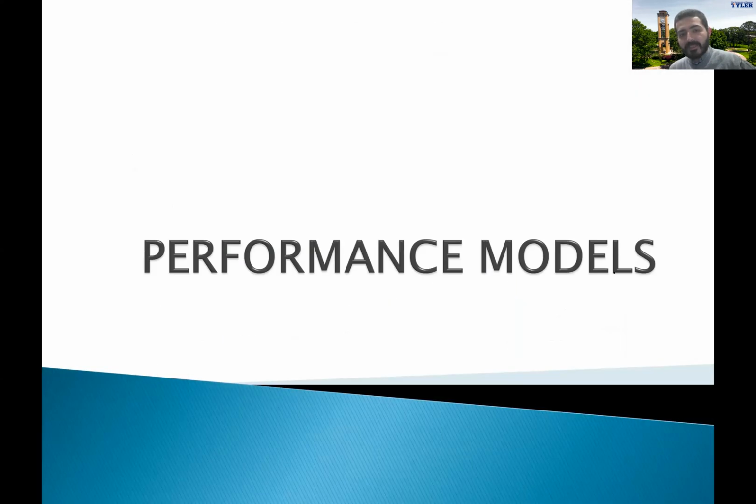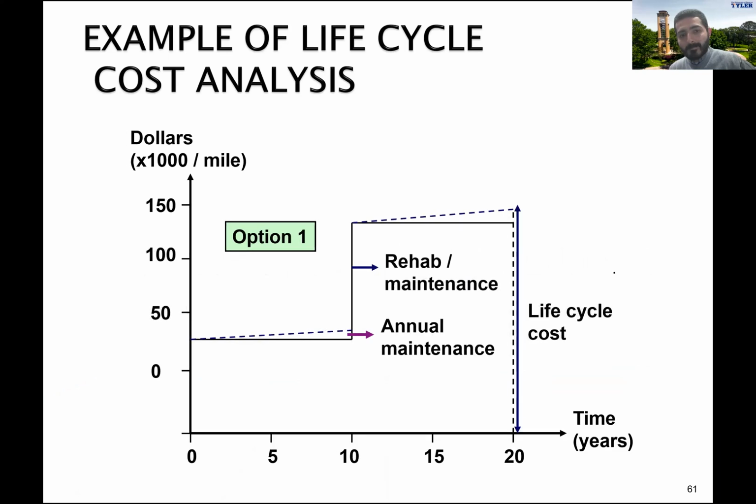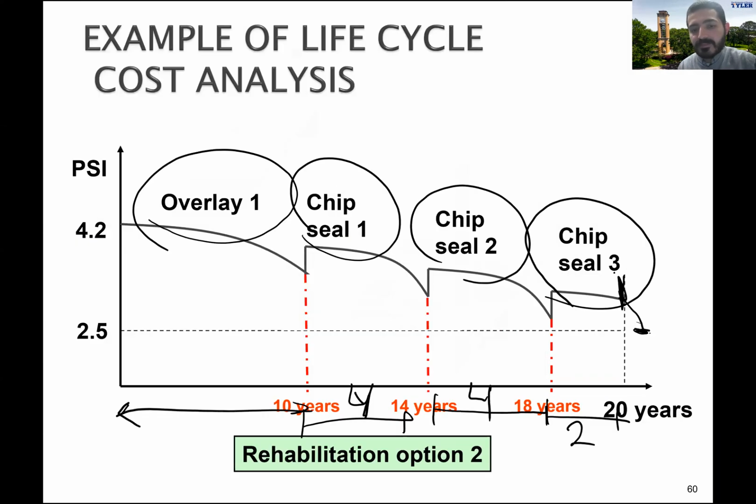Again, this is just going through the numbers. We're not going to go through the exact numbers, because that depends on the unit cost for the chip seal and the overlay. But here I did the calculation using a set of numbers, and I just want to show you the comparison between the two options.